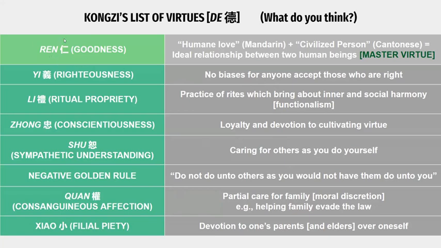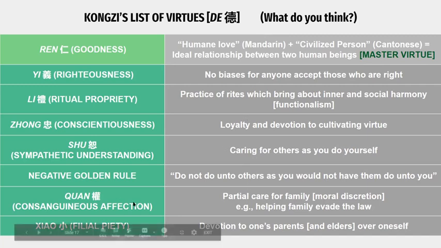This idea of Ren is very crucial to Confucius. This is the notion of goodness or humane love plus civilized person. So it's an ideal relationship between two human beings. And this is a master virtue, right? Cultivating the right relationship with others.